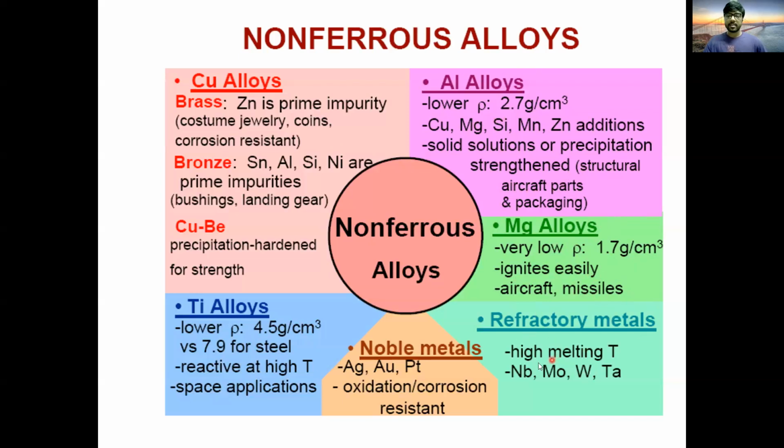And some refractory materials are used as furnaces, where we can melt other lower temperature metals or materials. Refractory materials generally have high melting temperatures, and some examples of refractory metals are tungsten, molybdenum, and niobium, Nb. Some noble metals are also classified as non-ferrous alloys: gold, silver, and platinum. They are oxidation resistant and corrosion resistant. These materials are very expensive, as they are found in lesser amounts in nature.